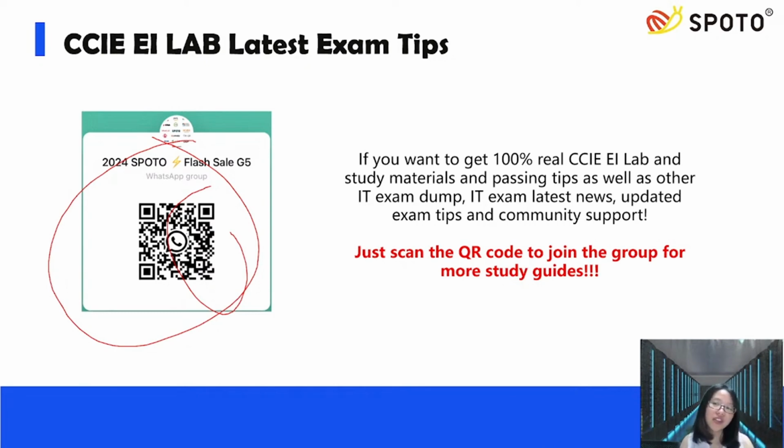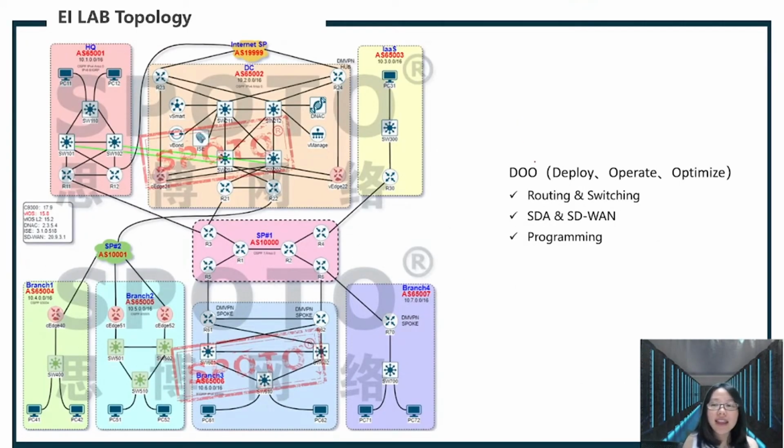What I want to share with you today is the topic that everyone is most concerned about, the CCIE lab new version. We can see that this topology is not much different from the old version, except the old version used VIRL, but the new topology uses the CML. Let me briefly look at some of the requirements of the EI lab.